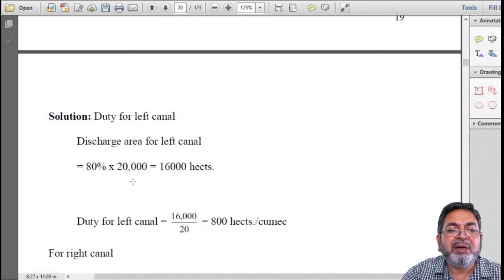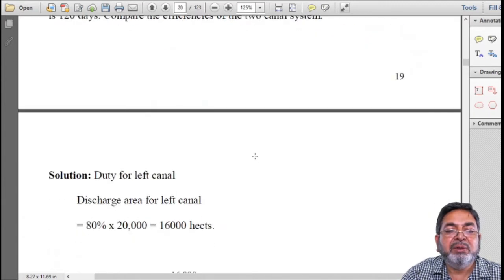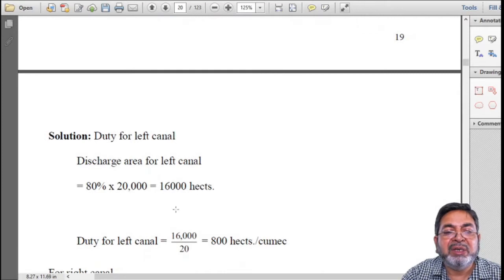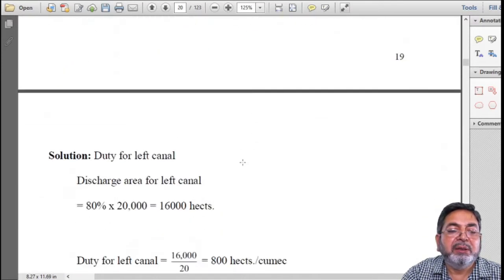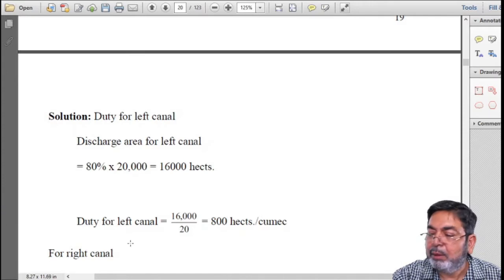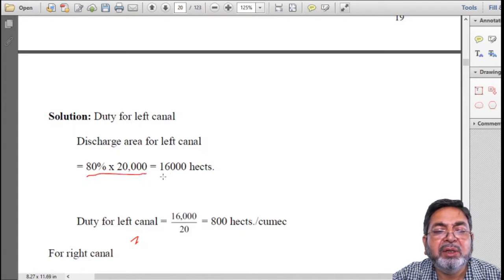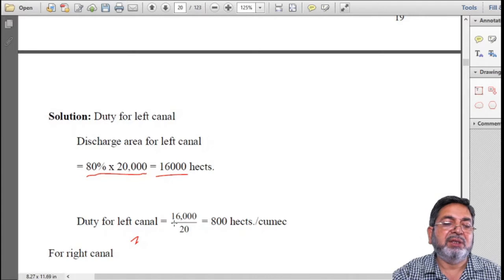The area for this canal, you can find out by intensity of irrigation. Intensity of irrigation is 80% and CCA is 20,000. So the area which is used for cultivation for Rabi will be 80% of 20,000. So here you can see that 80% of 20,000 you are getting 16,000. Okay.